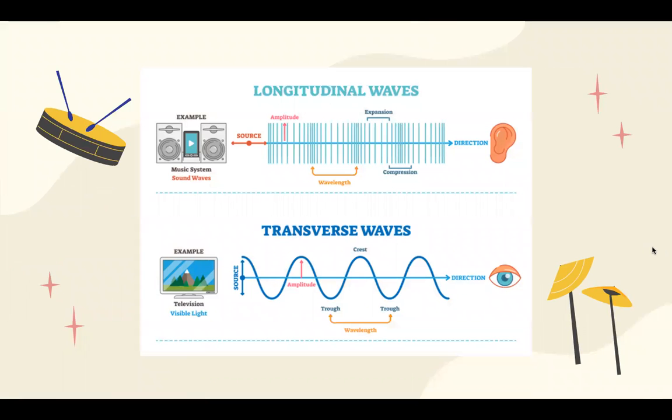To start off with, sound is a longitudinal wave in which the medium vibrates parallel to the direction the wave travels. So you can see in the pictures below, the longitudinal waves are all parallel to the source, but the transverse waves look kind of like a sine wave.